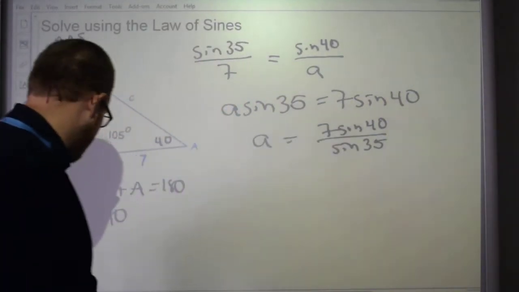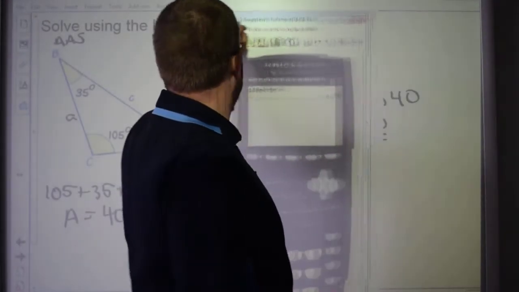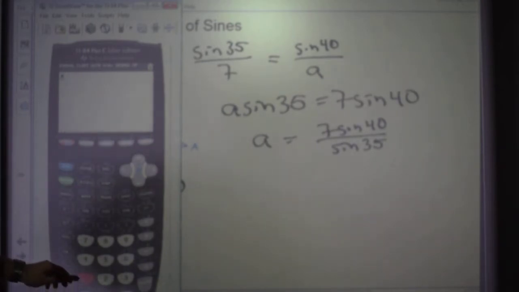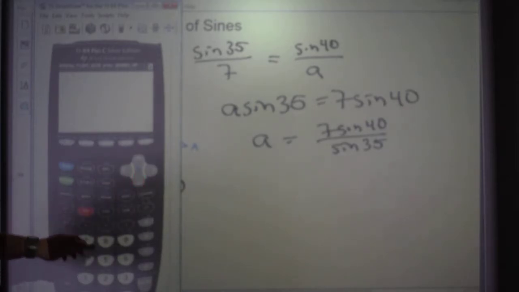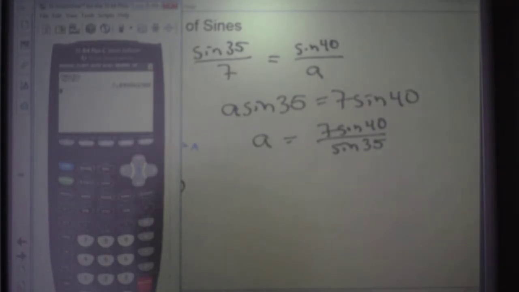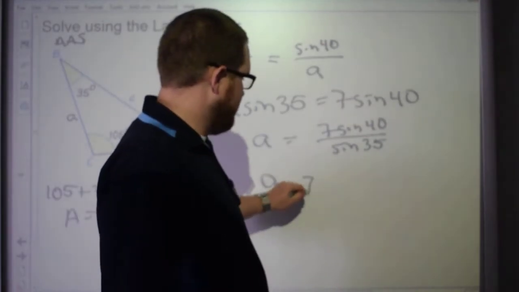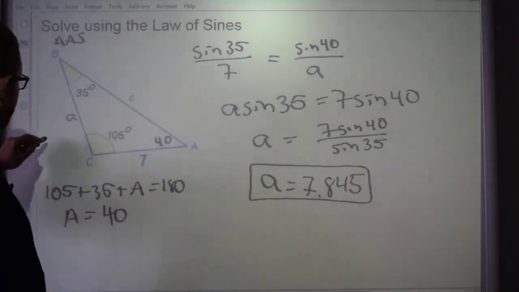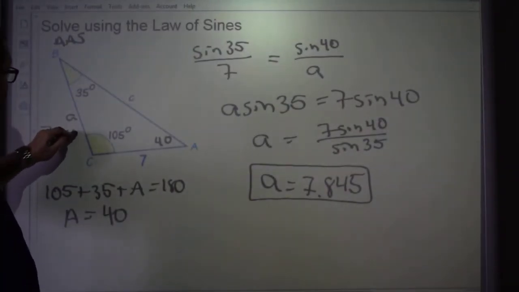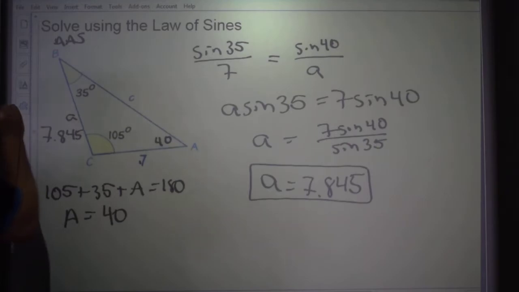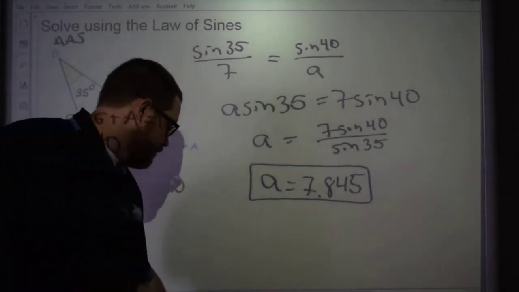Grab your calculator. Let's do that. Let's put a fraction in here. 7 sine 40 over sine 35 equals 7.845. So side A equals 7.845. And that makes sense because this 35 degrees across from a 7, this 40 has to be more than that 7.